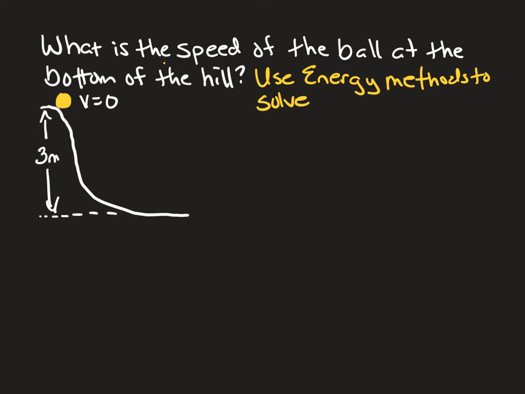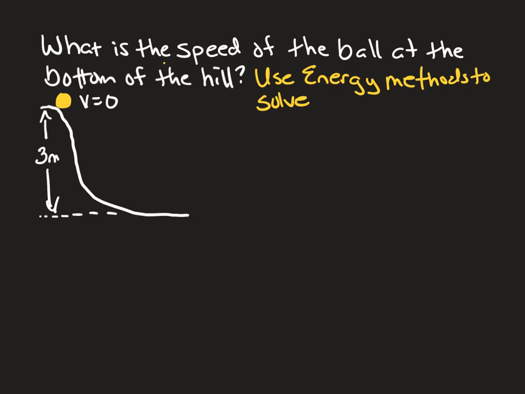What is the speed of the ball at the bottom of the hill? We're going to use energy methods to solve. So far, we're only aware of two energies that we have, kinetic energy and potential energy. And basically what we're doing, as the ball changes height, it trades its gravitational potential energy for kinetic energy.